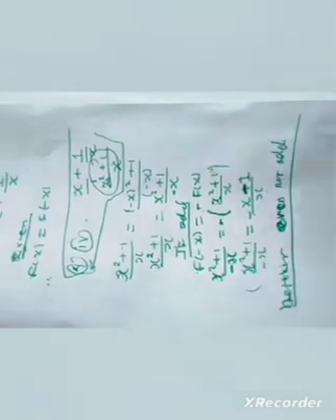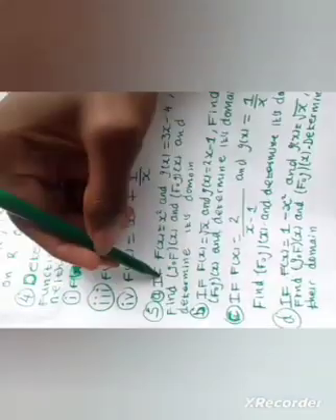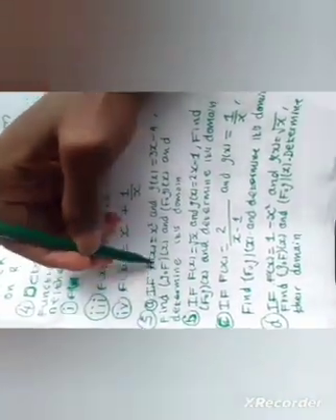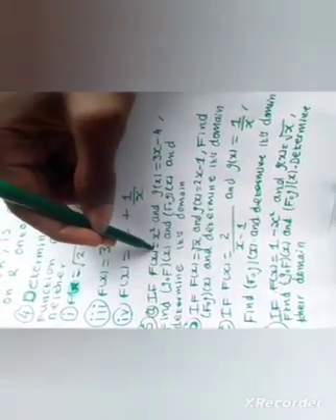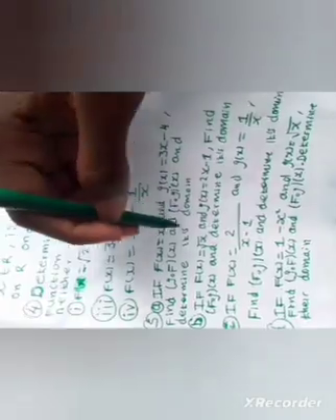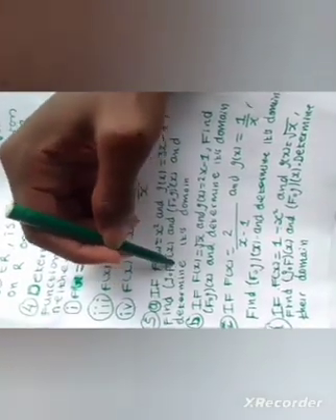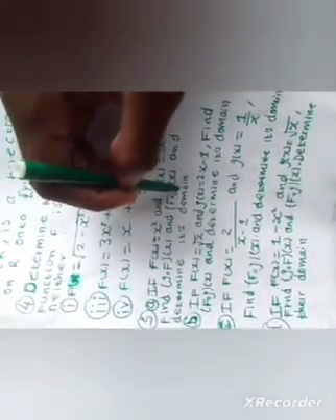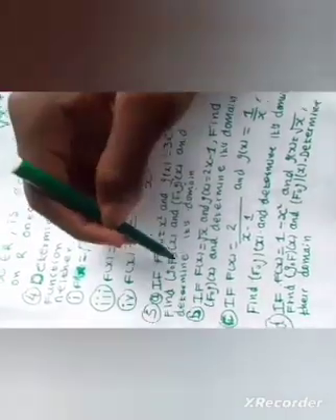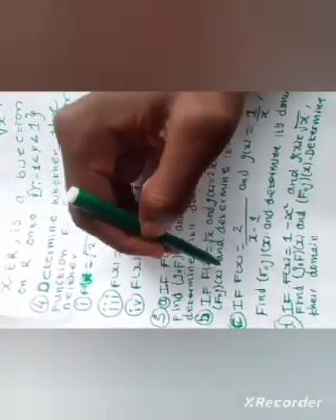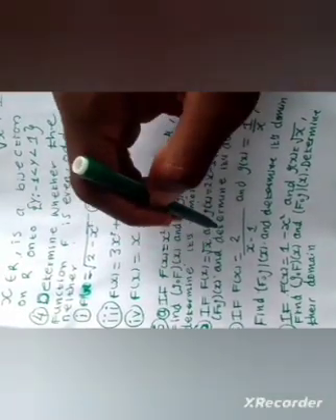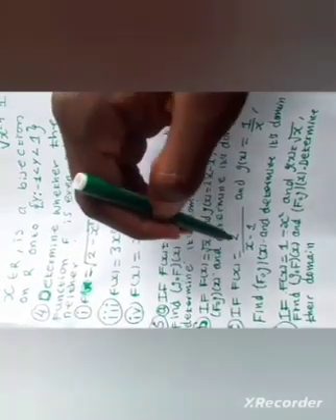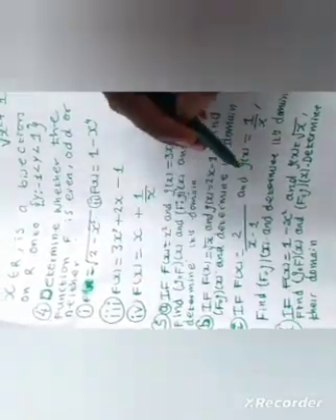Alright, so question 5 is saying that if this function f and function g are given, find g of f and f of g and determine its domain. So you find this one and this one, then determine their domains. And this one is saying that if this function f is given like this, then the function g is this one. Find f of g and determine its domain.